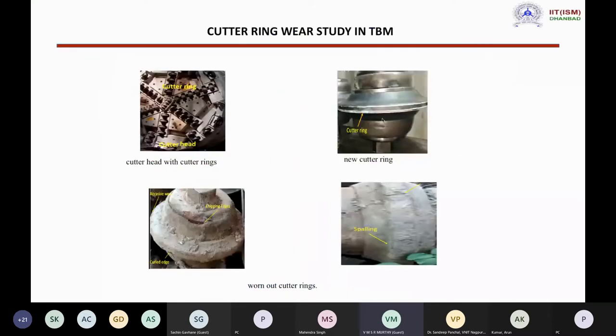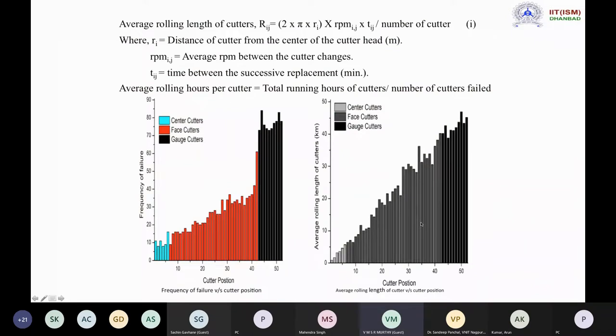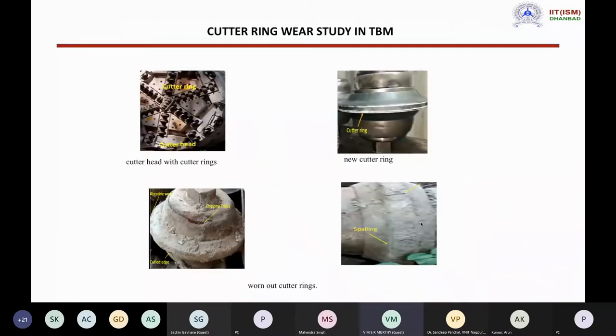This is again some cutters which we collected, the position of the cutters in one of the tunneling projects. You can see the kind of wear that has happened in the cutter edge. It almost got flat, so you cannot expect too good progress with these kind of cutters. You can see a new cutter with a nice edge and becoming blunt. And then how fast it becomes, you have seen already in the laboratory scale studies in case of quartzite.